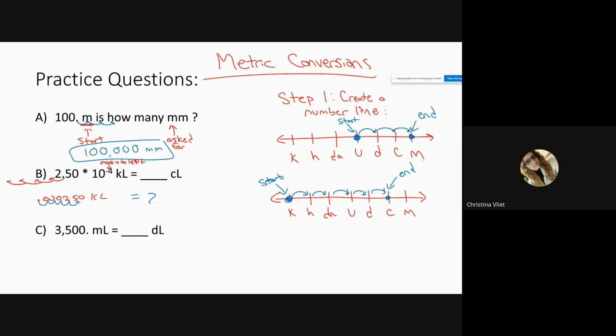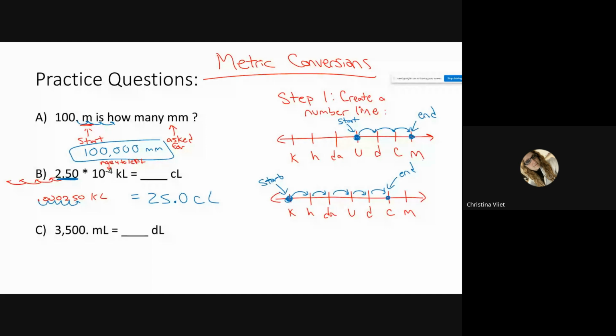And that means it's 25. Significant figures. What should I do? How many significant figures are there? 3. 25.0. Then make it centiliters. We keep 3 significant figures.